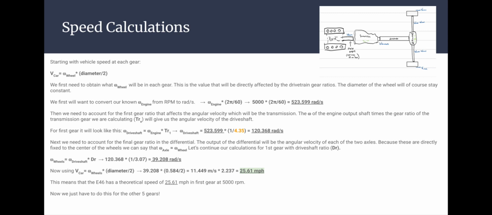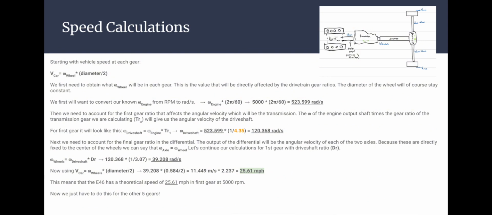So we want to convert our known engine angular velocity from RPMs that you see in your tachometer to radians per second for these calculations. So that comes out to be 523.599 from 5,000 RPMs. Then we need to account for the first gear ratio that's going to affect this angular velocity, which is going to be the transmission. So the angular velocity of the engine output shaft, or the crankshaft, times the gear ratio of which transmission gear we're going to be calculating, which we're going to call TR sub X, is going to give us the angular velocity of the drive shaft.